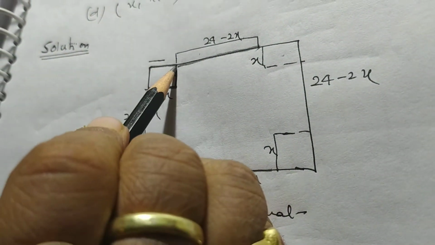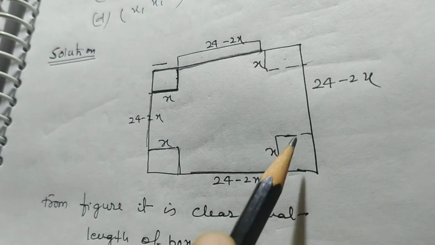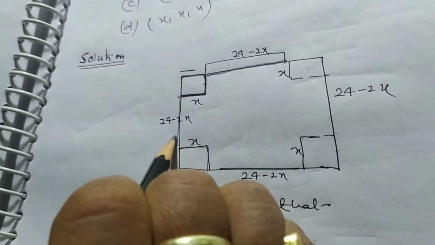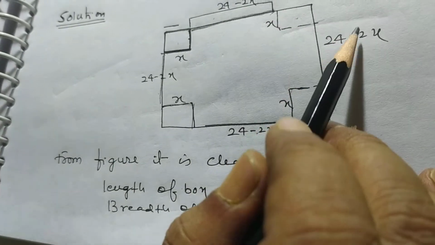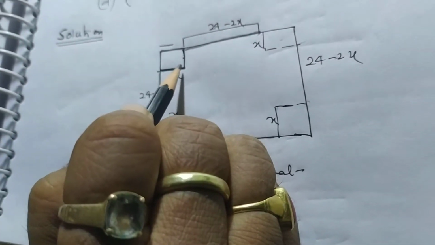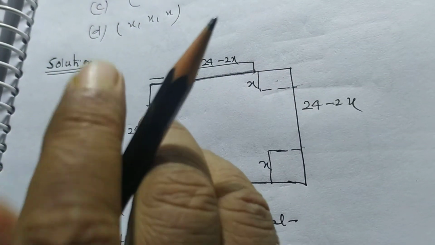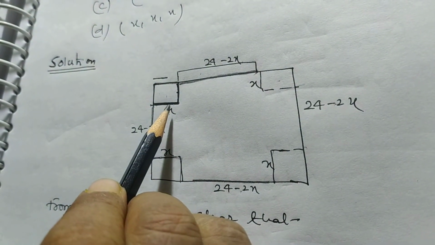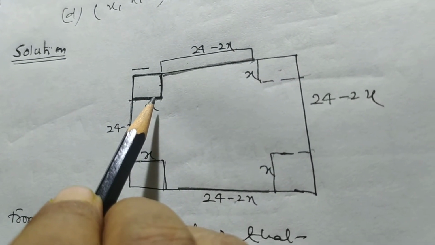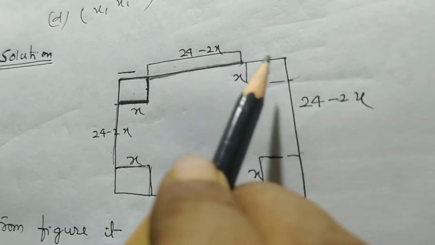length of x, so the remaining side will be 24 minus 2x, 24 minus 2x. And the height of the box will be x. When we fold it, it will be in the form of a box, and the height of the box will be the length which we get by cutting a side of x in each corner.